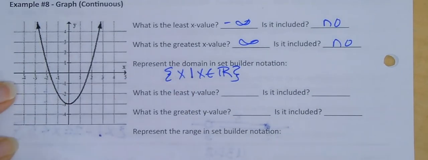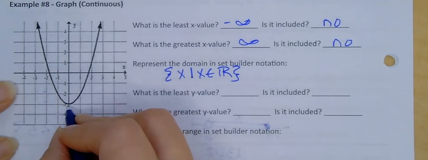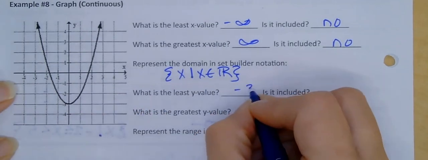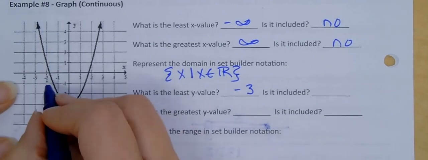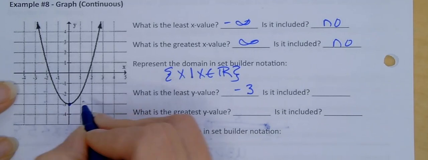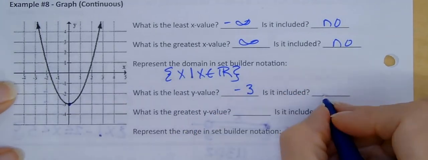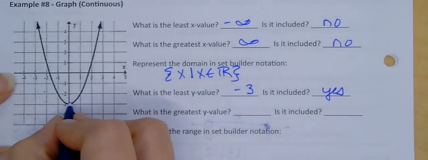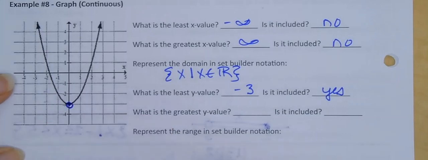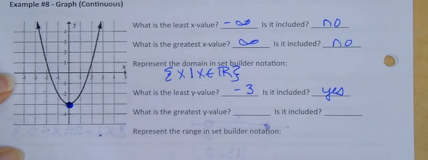All right, my y values are more exciting though, because look, scanning from top to bottom or bottom to top, my smallest y value is negative 3. It is included. So if I have a graph, I have some sort of a line that is a solid line, I know it is including that value. Okay, so I'm going to say yes. The only reason that you would ever say that it's not included is if there was a very obvious open circle on your graph, which we are not going to give you. But this is a solid line, and so we assume that we include negative 3.